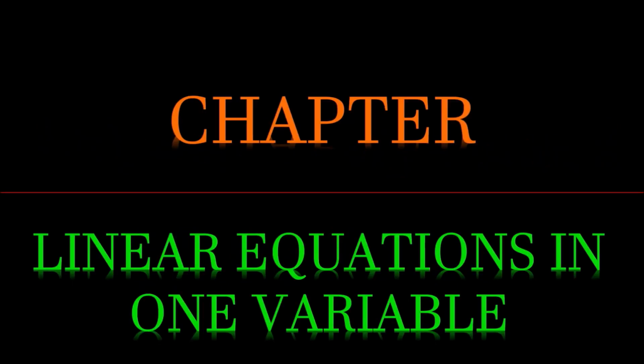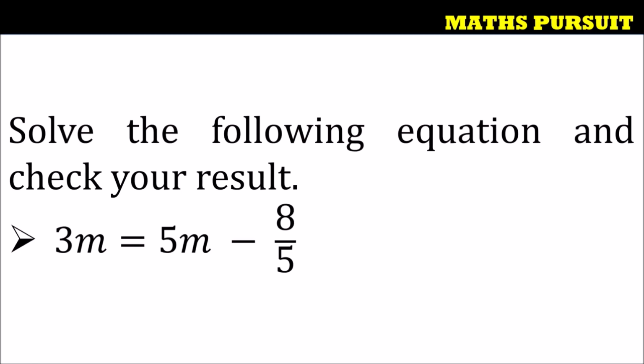Today we will look into the questions from the chapter called Linear Equations in One Variable. The given question is: solve the following equation and check your result. And the given equation is 3m is equal to 5m minus 8 upon 5. So guys, let us see how we can solve the given equation and how we can check our result.